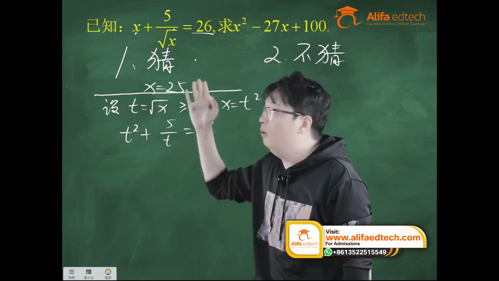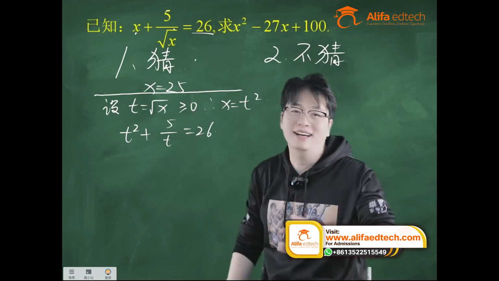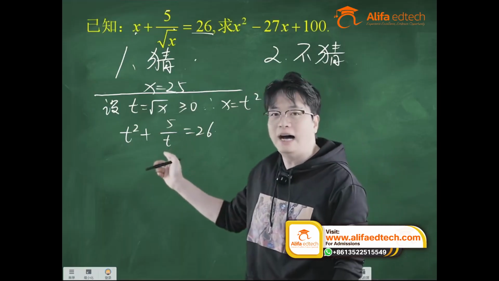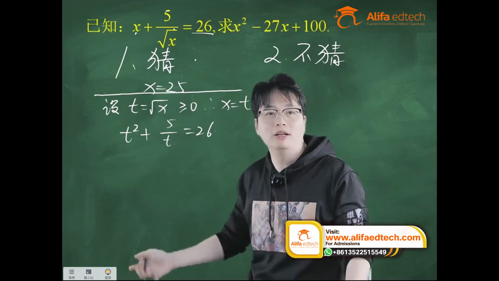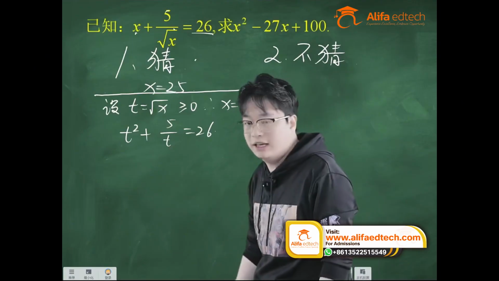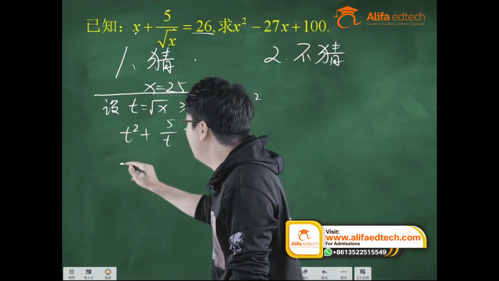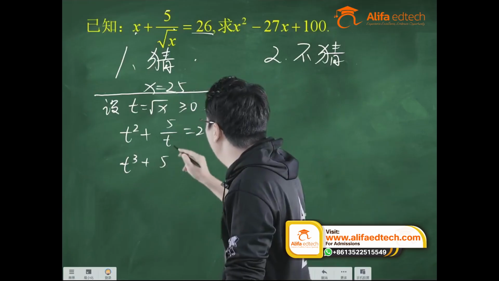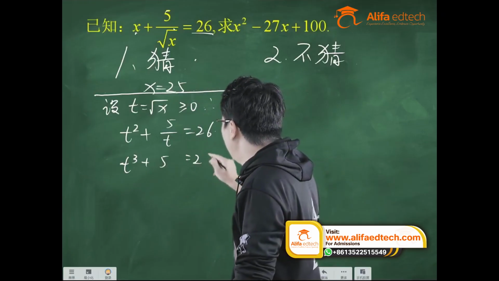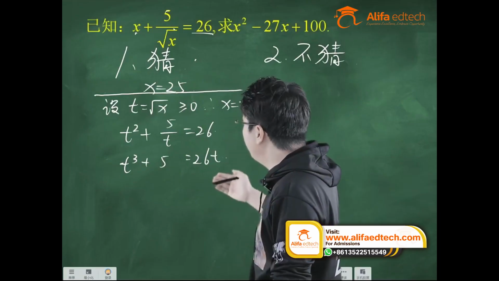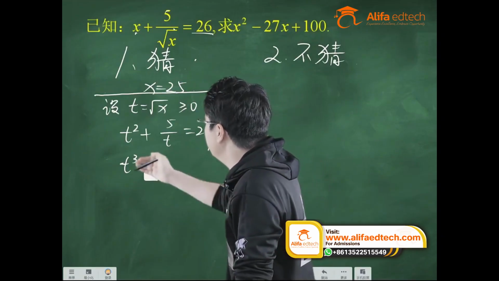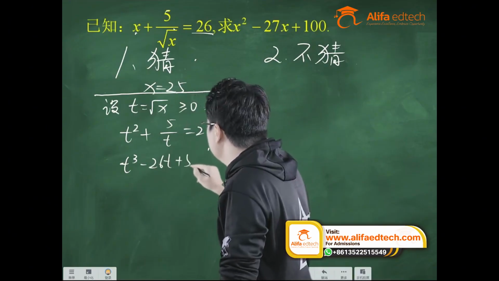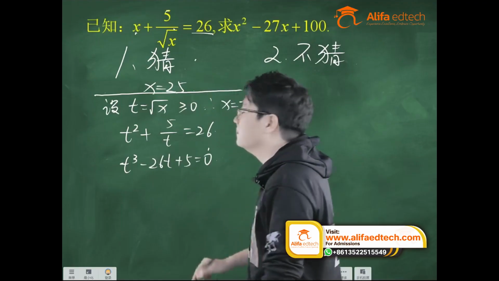In this case, I turn an unfamiliar equation into a familiar one. If it makes sense, we'll do it. The equation has a fraction, so what should I do? I want to turn it into a whole expression. So I multiply both sides by t at the same time. Then the left side becomes t cubed plus 5, and the right side becomes 26 times t. I moved it over, that is, t cubed minus 26t plus 5 is equal to 0.